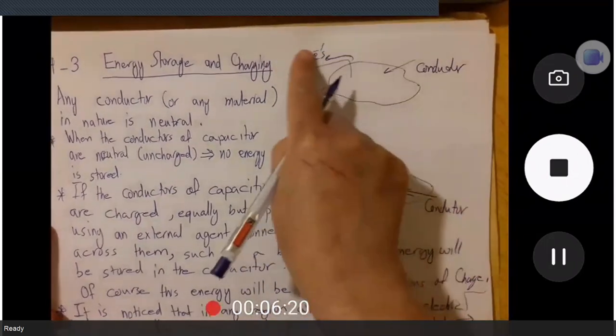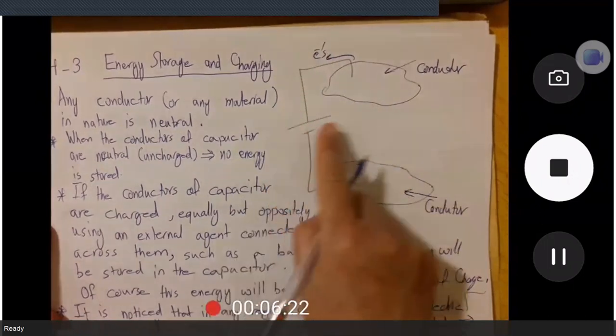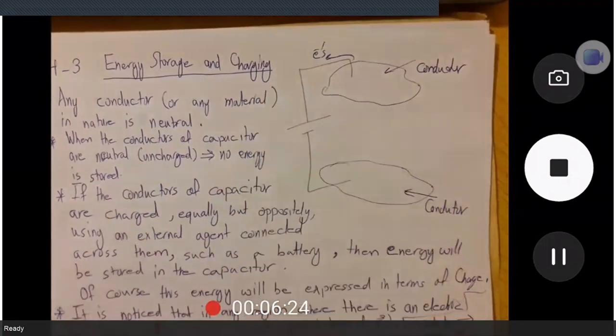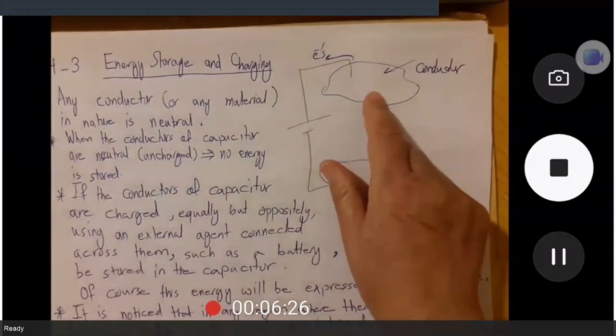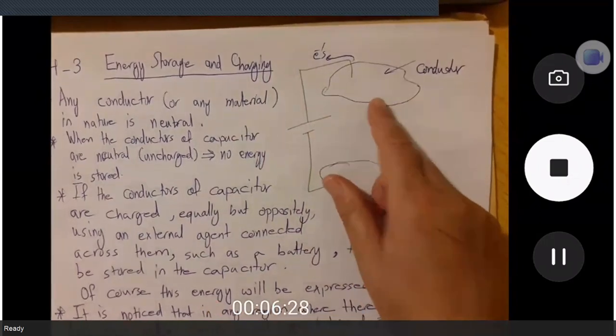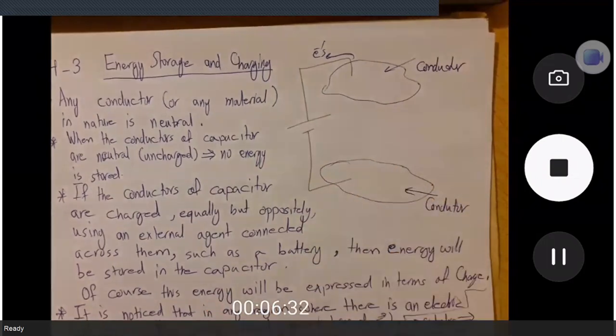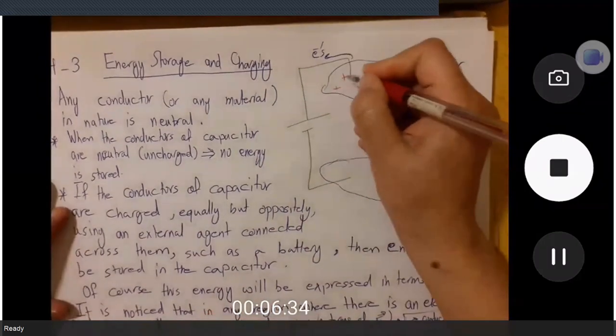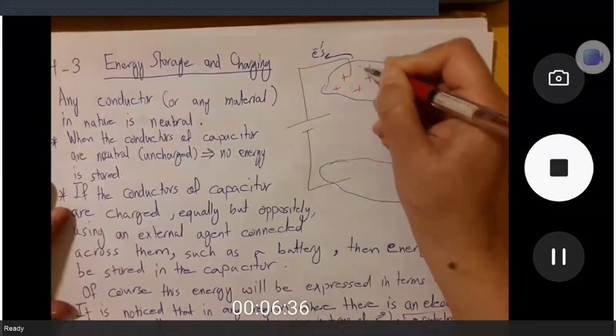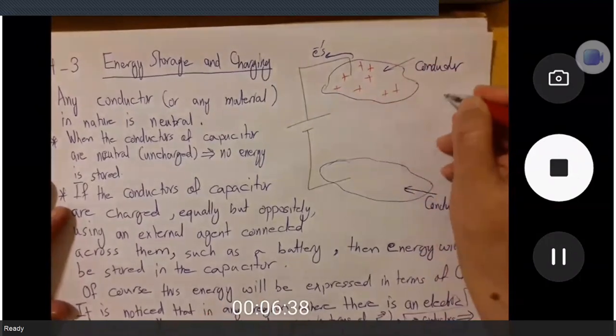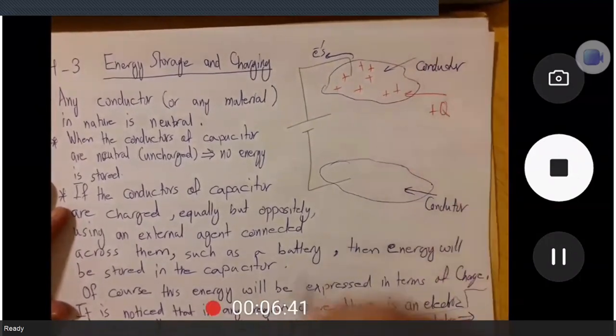When I shifted some of the electrons here, I removed them. So what will remain here will have more positive charges than negative. In other words, it will be charged what? Positively. So this is charged by plus Q.